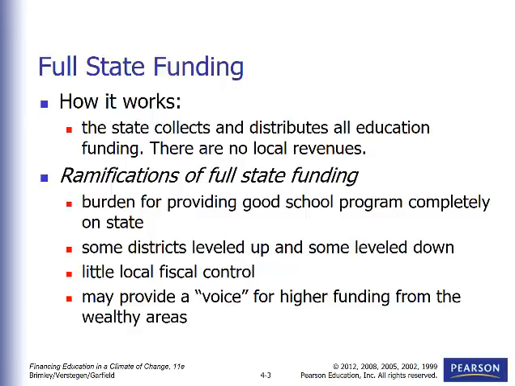But your wealthier districts, those that go off the formula, would not benefit from this system because they're already generating more on their own. So taking that away and putting it in the coffers for the state to distribute would level them down. Okay, and little local fiscal control may provide a voice for higher funding from the wealthy areas. And in that sense, what we're talking about here is that your wealthier districts are going to be able to weigh in a little bit.